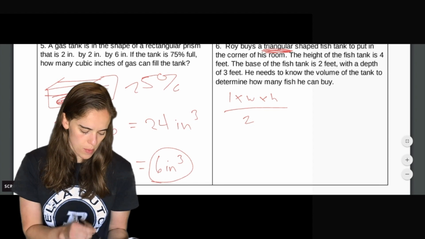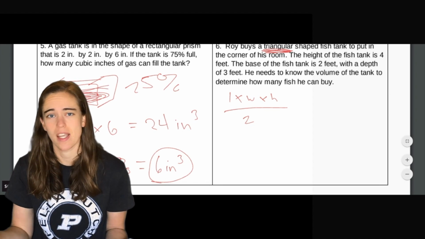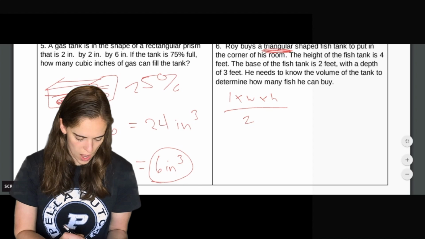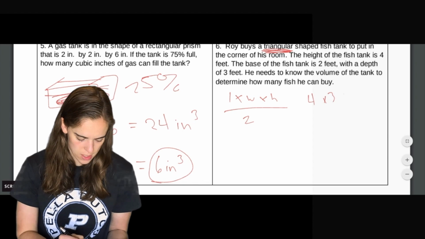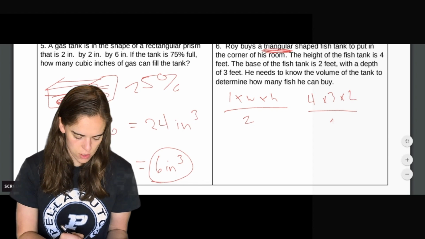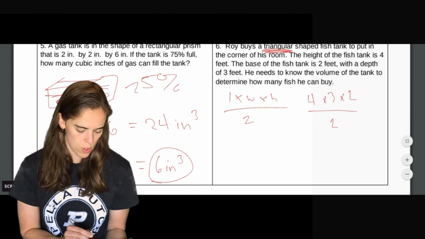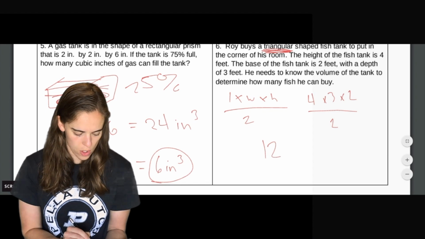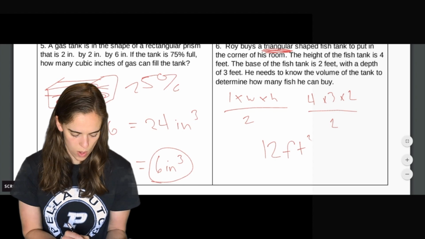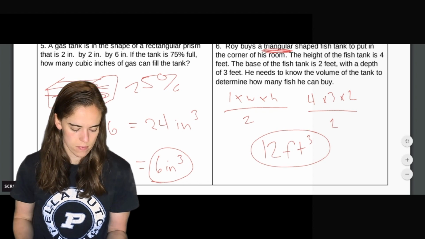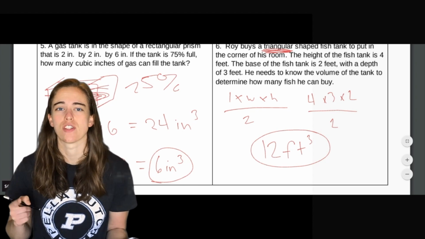I'm going to insert those numbers like we talked about when we do length times width times height. It doesn't matter which one goes where. So I've got 4 times 3 times 2, and then I'm going to divide by 2. 4 times 3 is 12, times 2 is 24. Divide by 2, I'm at 12. So the volume is going to be 12 cubic feet. Hopefully Roy can figure out how many fish he needs to buy now.